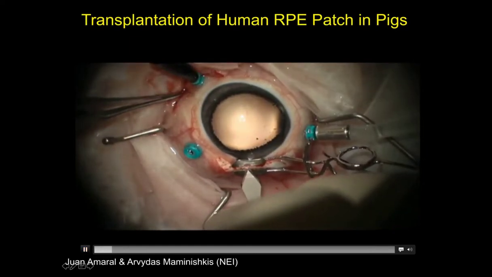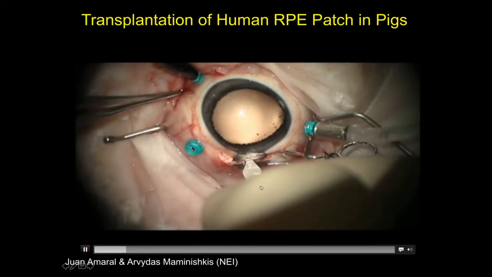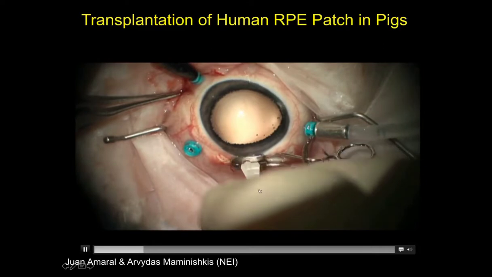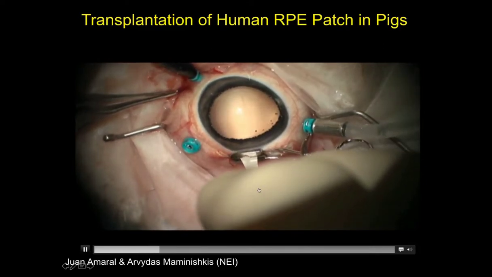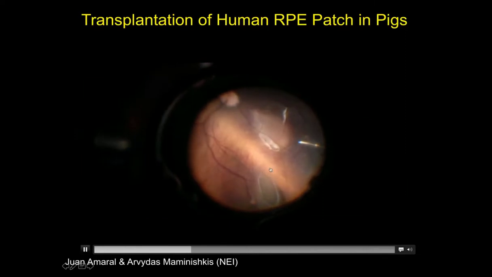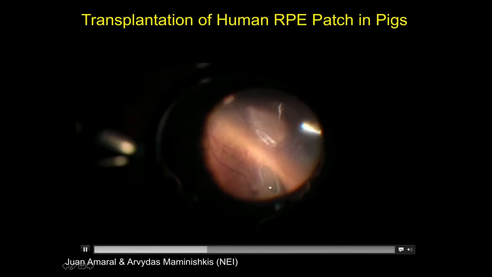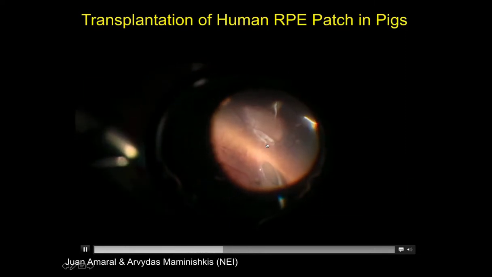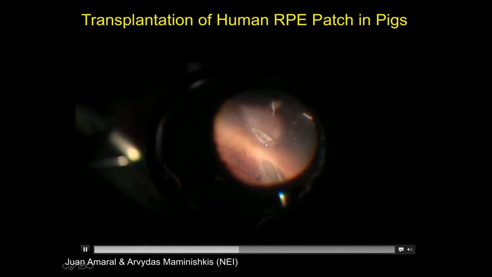As you can see, the pig eye has already been prepped. The surgeon is making the incision in the eye wall a little bigger to put the patch tool inside the eye. And in the next shot, you will see the tool. At the tip of the tool is a patch, an RPE patch. You can see pigmented cells on top. The surgeon is aligning it with a cut under the retina, and the retina has already been lifted.